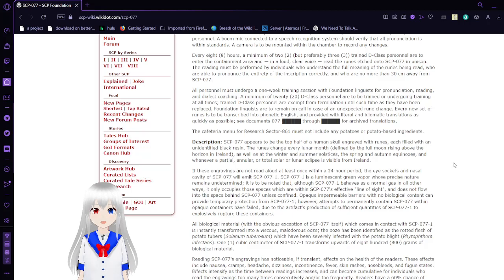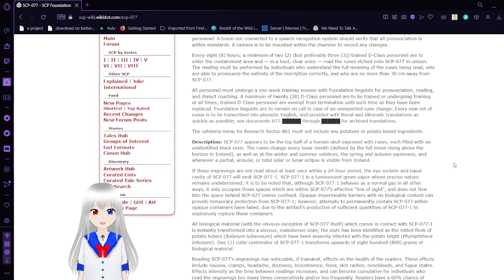All personnel must undergo a 1 week training session with Foundation linguists for pronunciation and reading and dialect coaching. A minimum of 20 Class D personnel are to be trained or undergoing training at all times. Trained D-class personnel are exempt from termination until such time as they have been replaced.